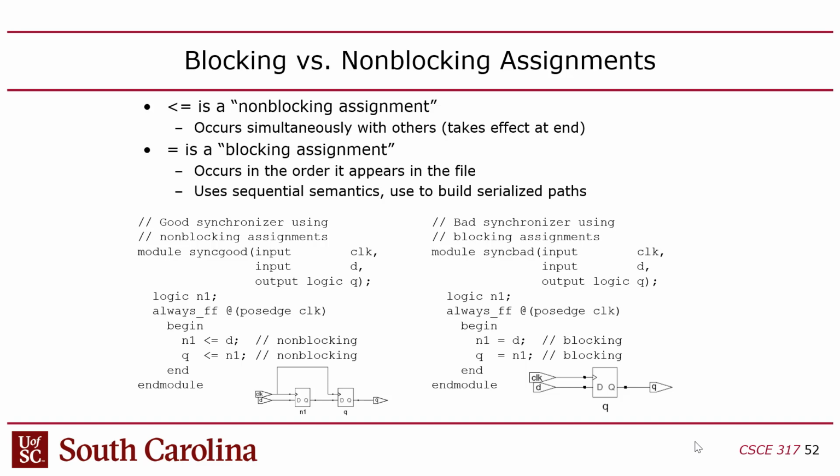So Q gets the old N1 and N1 gets the current D. What this ends up doing is creating a shift register, because it creates two flip-flops where the second flip-flop is getting the output value from the first flip-flop, which had been set in the previous cycle. I wish they still did circuits like this in 211. If you take flip-flops and connect them in series, it creates a shift register, and every cycle the bits just work their way down the flip-flops. That's what this will end up creating.